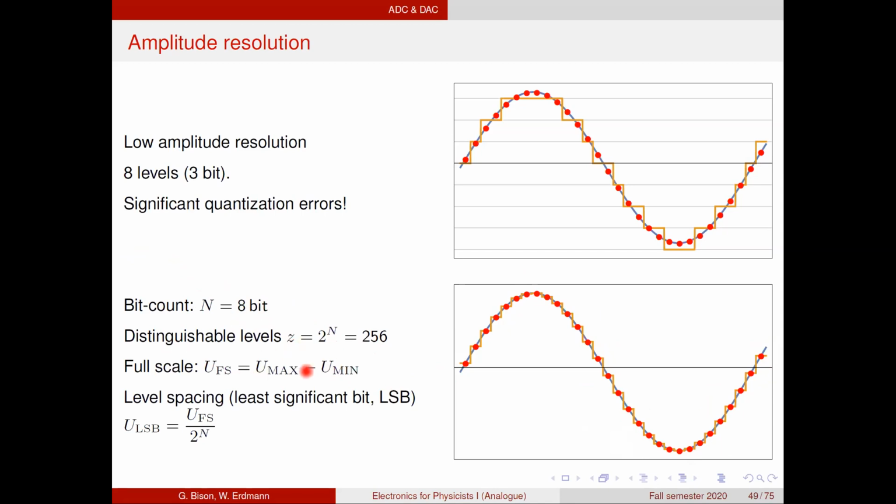The full scale is defined as the difference between the largest and the smallest voltage we can represent. And then we can compute the level spacing, and this is the least significant bit. The voltage of the least significant bit is simply the full scale divided by the number of distinguishable levels. And of course, this is a measure of how large our quantization error will be.